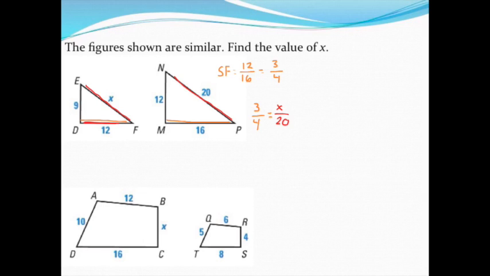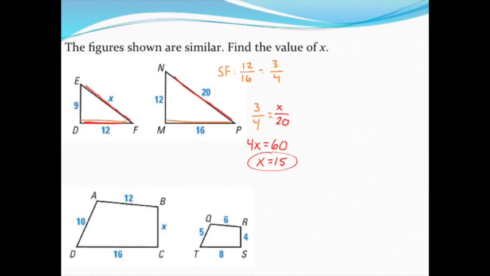So there's my proportion. You can solve a proportion many different ways. I'm going to cross multiply to solve this. So 4 times x would be equal to 60 when I cross multiply. Dividing both sides by 4 gets me x equal to 15 when all is said and done.